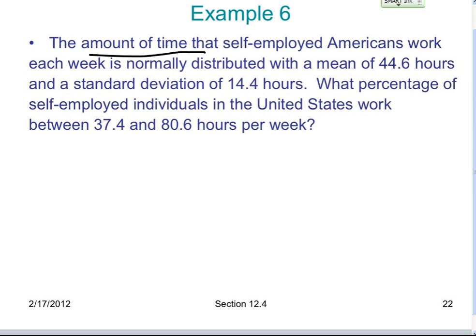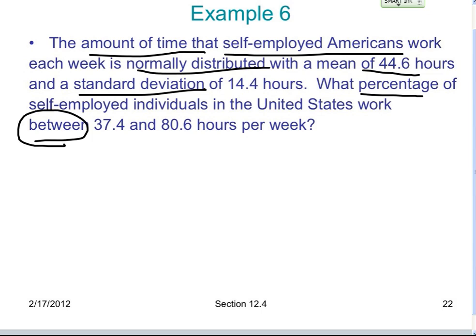The amount of time self-employed Americans work each week is normally distributed, with a mean of 44.6 and a standard deviation of 14.4. What percentage of self-employed individuals work between 37.4 and 80.6?